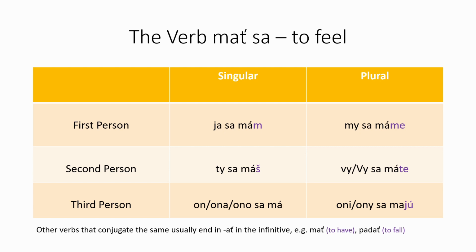And would you know it, we've actually learned all about one whole class of verbs in Slovak. So a lot of verbs that end in ať, in the infinitive, will have this exact same conjugation. And I will show you the template for that conjugation in a little while. However, some verbs that conjugate the same as these two verbs are mať, to have, and padať, to fall. So let's go over those endings a little bit more generically.